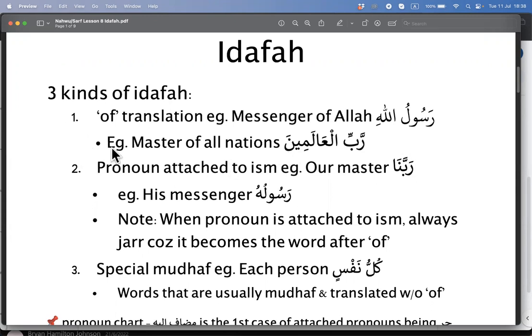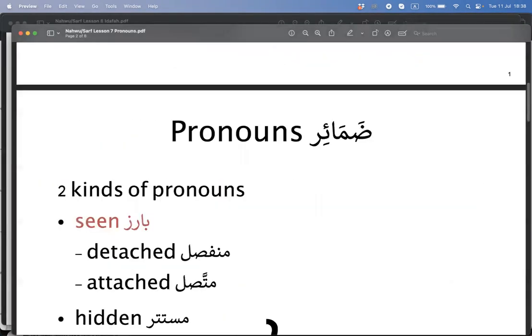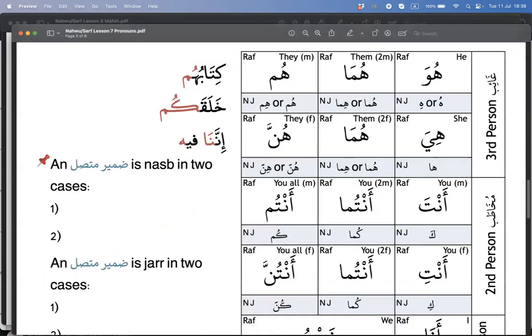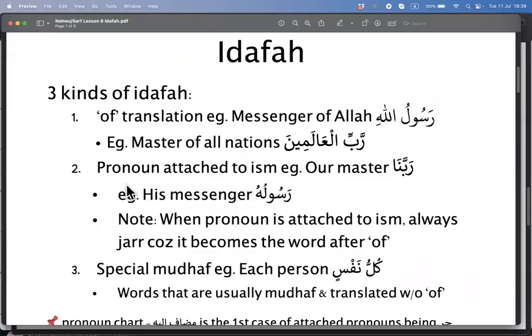The second one is when you have a pronoun attached to an ism. So just now, we studied about pronouns, right? Here, we left it empty just now. We said all attached pronouns will be nasab or jar. So now we are learning the first one. An attached pronoun is jar if it's a mudhaf ilayhi. So any pronoun, once it's attached to an ism, it becomes idafah. The first ism, rabba, is going to be mudhaf. The na is going to be mudhaf ilayhi.